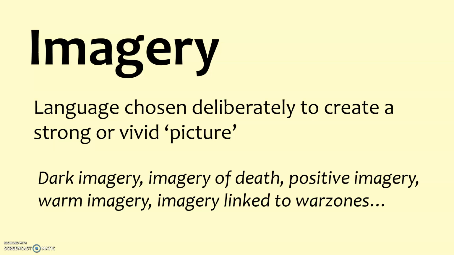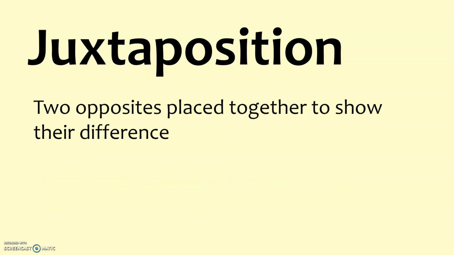There are different types of imagery. I've just put a few examples there. So you don't just go, the writer has used imagery, it's the writer has used dark imagery, imagery of death, positive imagery, warm imagery, imagery linked to war zones. Notice how I phrase it slightly differently there, but those are a few examples of imagery. There's all sorts. A really, really important method for you to know.